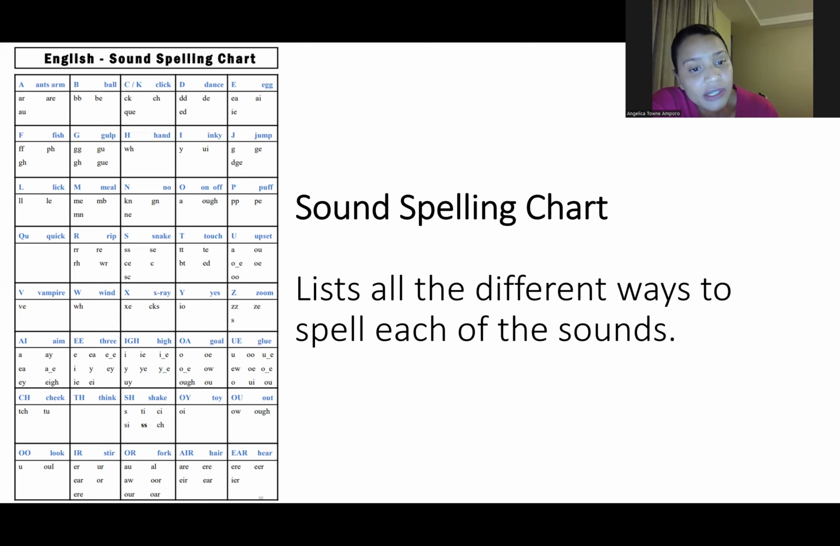What you'll notice here is that there are some sounds that have 1 or 2 or even just one way to spell it, and then there are other sounds with a lot of ways to spell it. And you'll notice exactly which sounds those are. Those are the long vowels. Long vowels are notoriously hard because there's a million different ways to spell them.